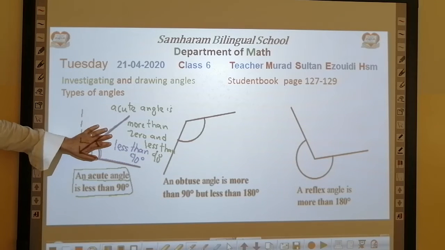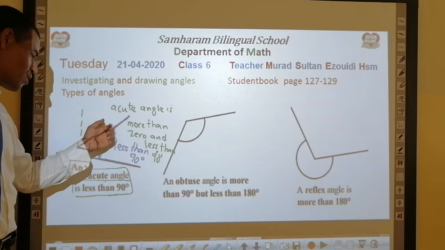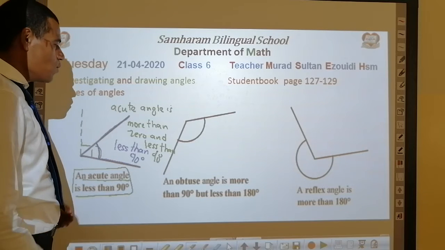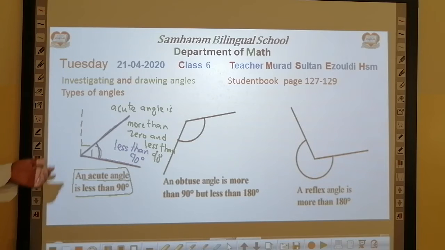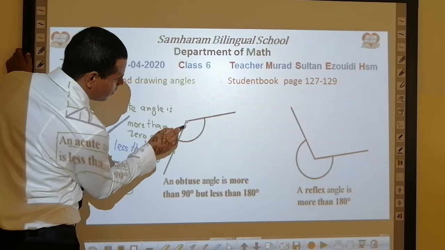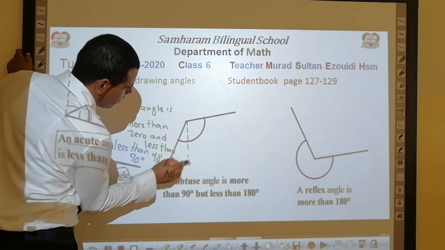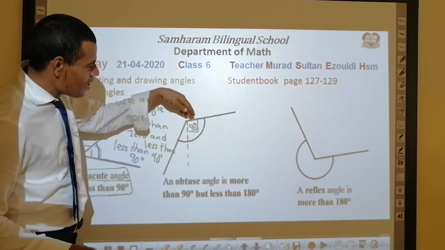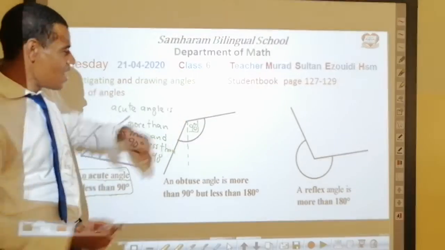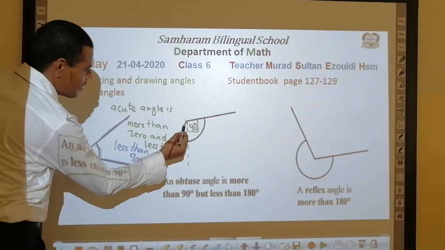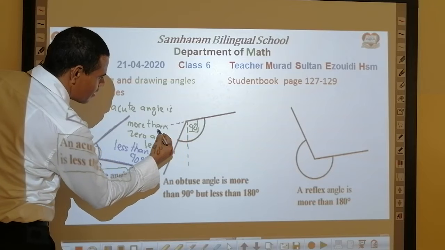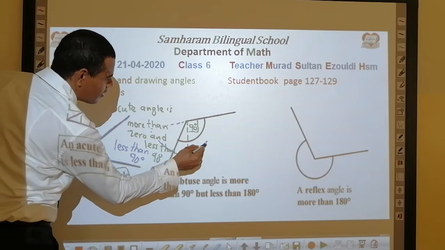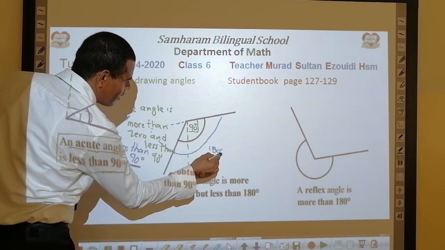Okay? So why is it acute? Because it's more than 0, it cannot be 0, and less than 90 degrees. Move to the obtuse angle. You can see if this is 90 degrees, this is 90 degrees, isn't it? So an obtuse angle is more than 90 degrees and less than 180 degrees. This is 180 degrees.